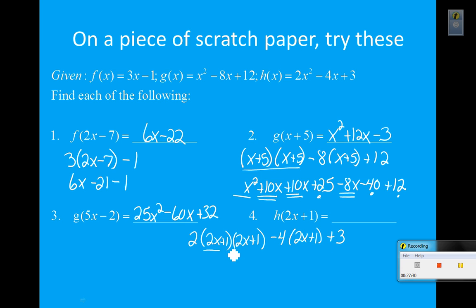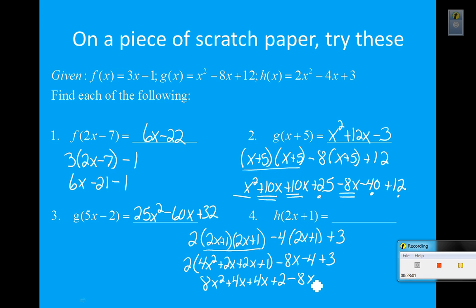We're going to FOIL this out, so I'm going to go 2 parentheses 4x squared plus 2x plus another 2x plus 1, minus 8x plus 4, or I meant minus 4, plus 3. Distribute, I've got 8x squared plus 4x plus 4x plus 2 minus 8x minus 4 plus 3.